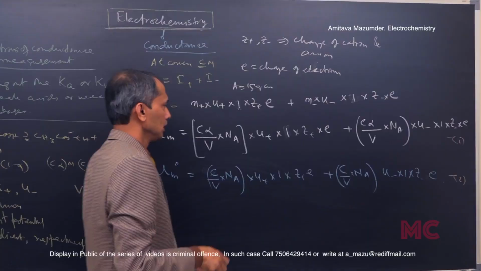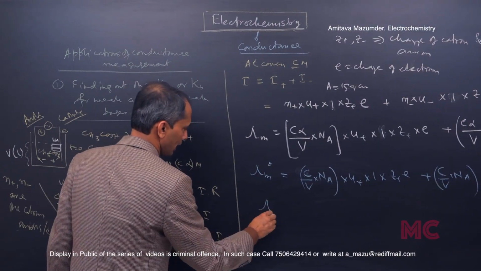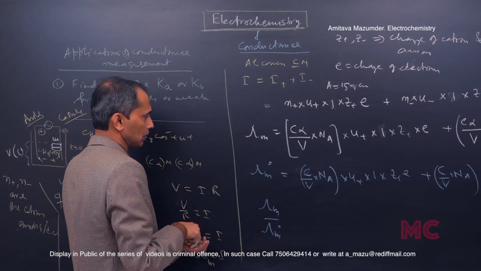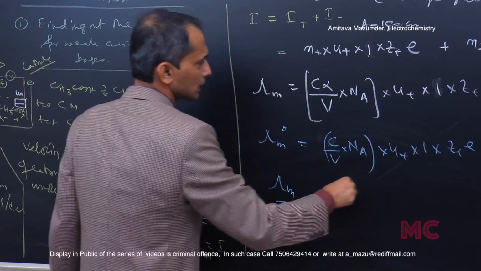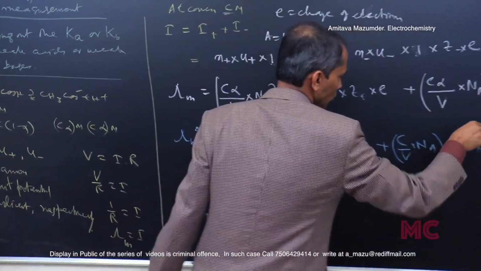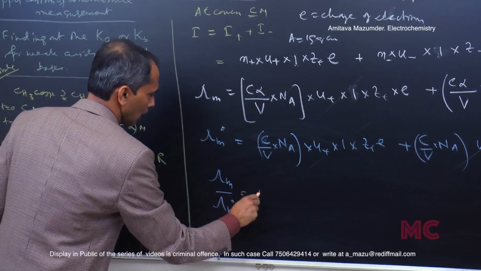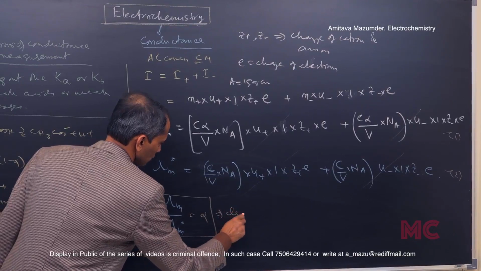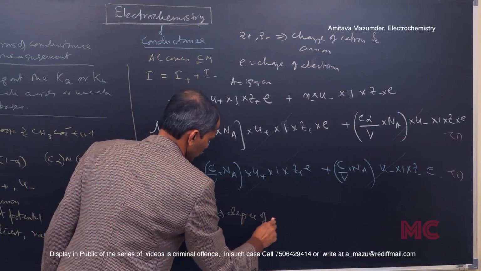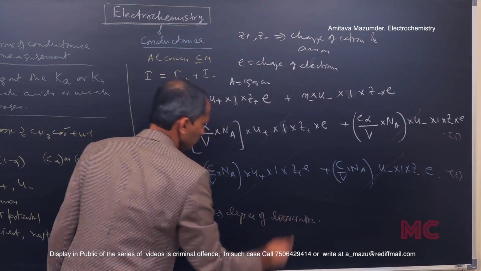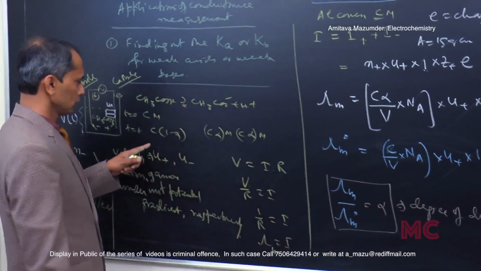With the help of that, you will be saying lambda m by lambda m naught. What is that? If you see, all the terms cancel out, so you are left with alpha, that is the degree of dissociation.